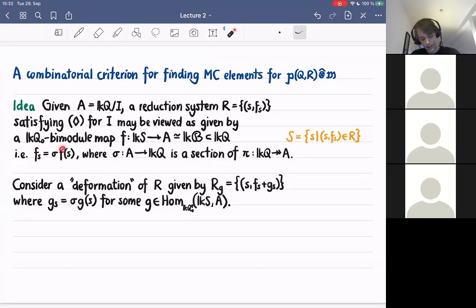So f is now this function that sends an element in S to the algebra A, and then you can use the section A to KQ, which is a section of the projection. So the original reduction system looks like this, and now you can try to deform it to this, where you add on this extra term Gs. And G, like F itself, is also an element here. Okay.